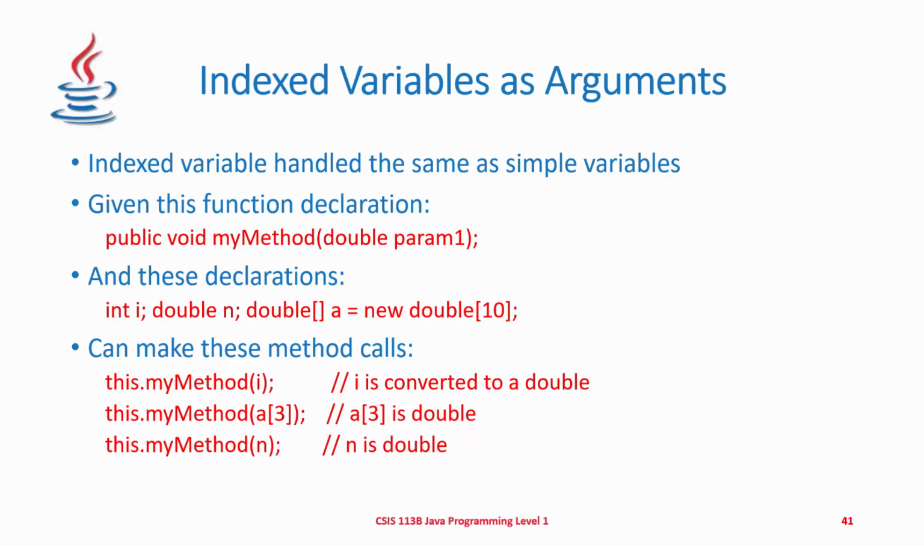In the second call to myMethod, now we're passing to it our indexed variable. So in other words, we're calling the A array at index 3. And since that array already contains doubles, there's no conversion that's necessary there, so that passes just fine. It's accepted by myMethod without a problem. And then the same thing with n. N is also a double, and so when it's passed into the method, there's no problem as far as processing that.